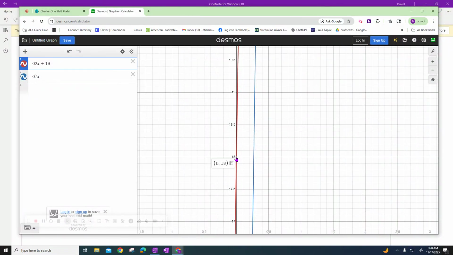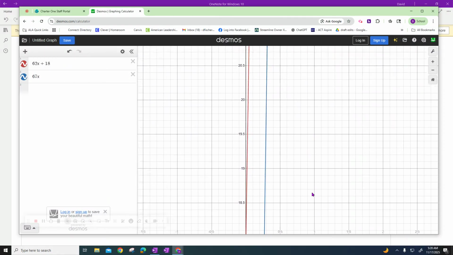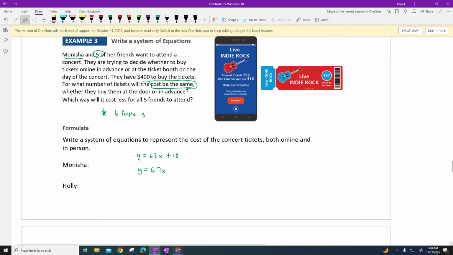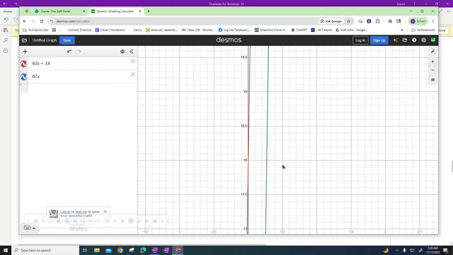Oh, here it is, 18, 0, 18, I saw it earlier. So you've got to look for the dot. There it is. So 18 is where they intersect. But we need that, no, that's the y-intercept. Sorry. That's not what I was looking for. We're looking for where they cross or intersect.